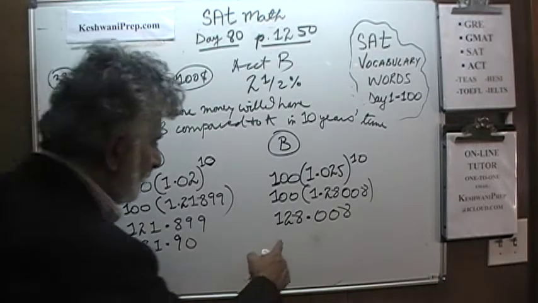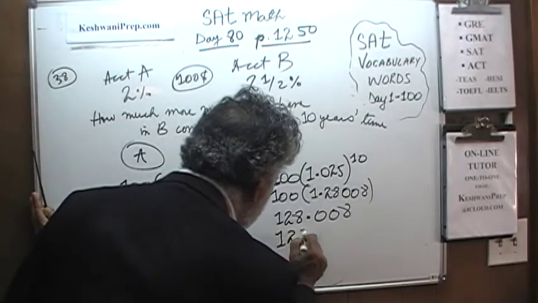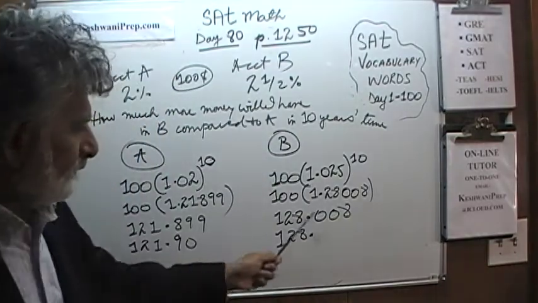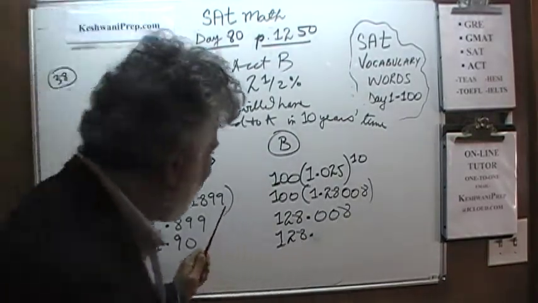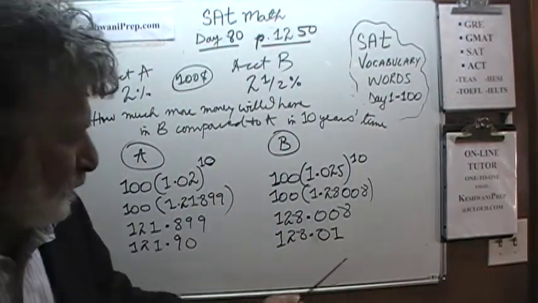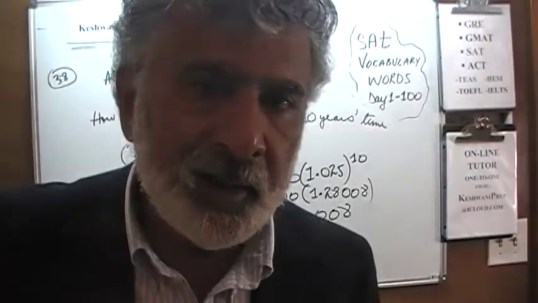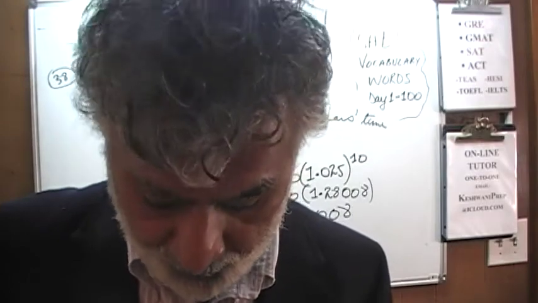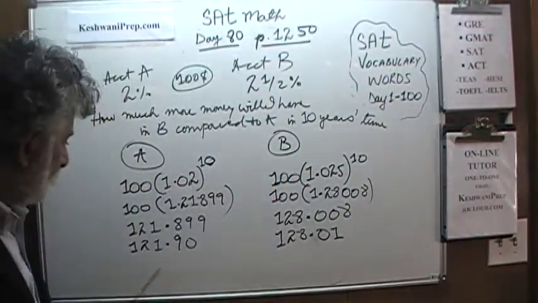$121.90. Similarly here, we will end up with $128, and 008 will become 1 penny. This is where it's crucial, because if you lose that penny, you're going to end up creating the wrong answer, and you will get no credit for it. Now all we have to do is take the difference.